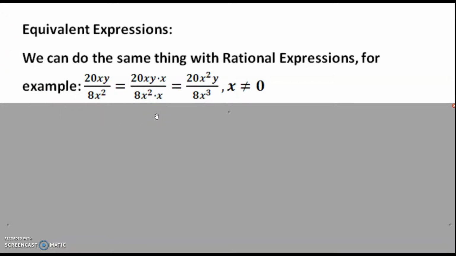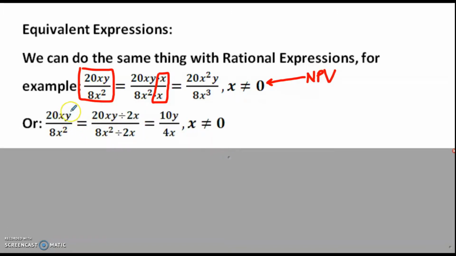All right, so equivalent expressions. Like I was saying, we can do exactly the same thing with rational expressions. Here's a messy looking rational expression. Okay, so we got 20xy over 8x squared. We can say multiply by a form of 1. So in this case, we're multiplying by x over x, which does divide out to just 1. And an equivalent form of this initial beginning rational expression is 20x squared y over 8x cubed. Notice the non-permissible value. That's what we were doing yesterday.